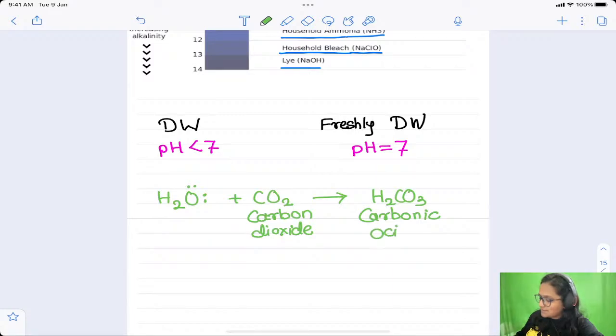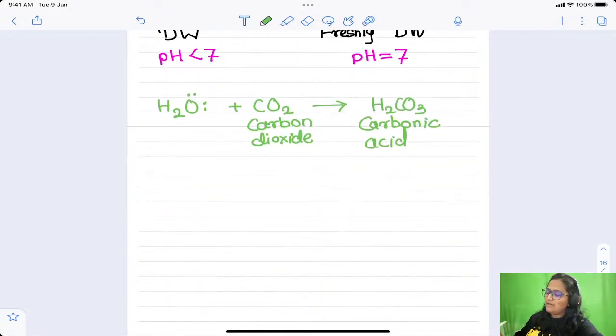Carbonic acid. Now, as it is an acid, it is acidic in nature, right? And therefore, due to this acidic carbonic acid, the pH of distilled water after some time is less than 7. I hope you understand that. Now this is about distilled water and freshly distilled water.